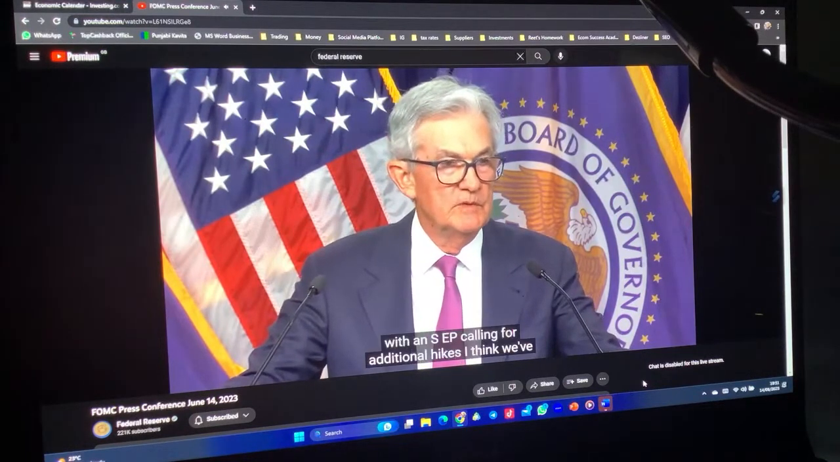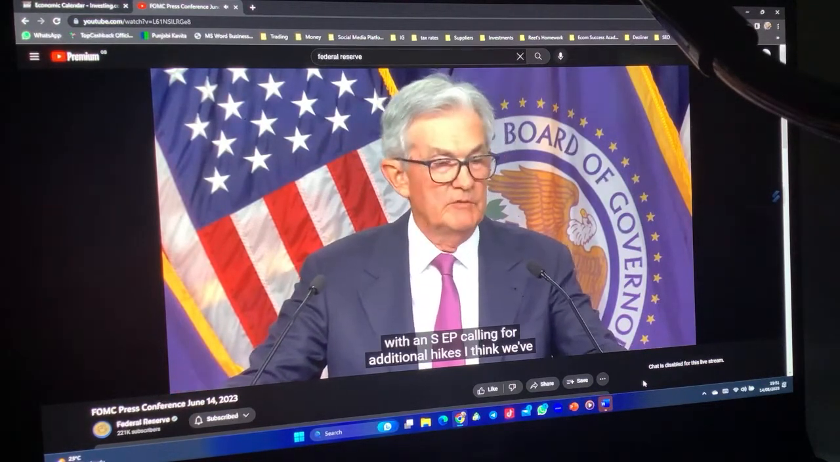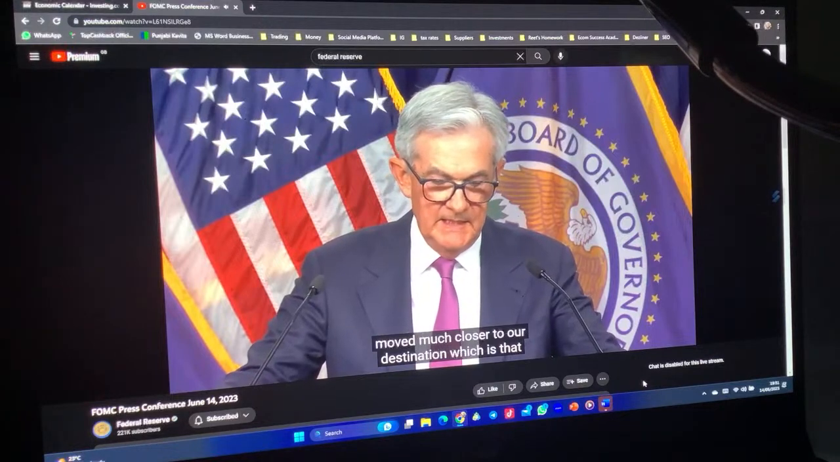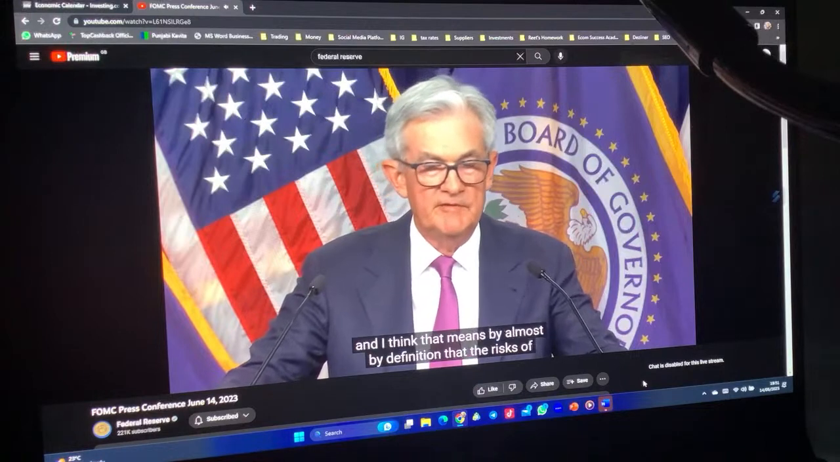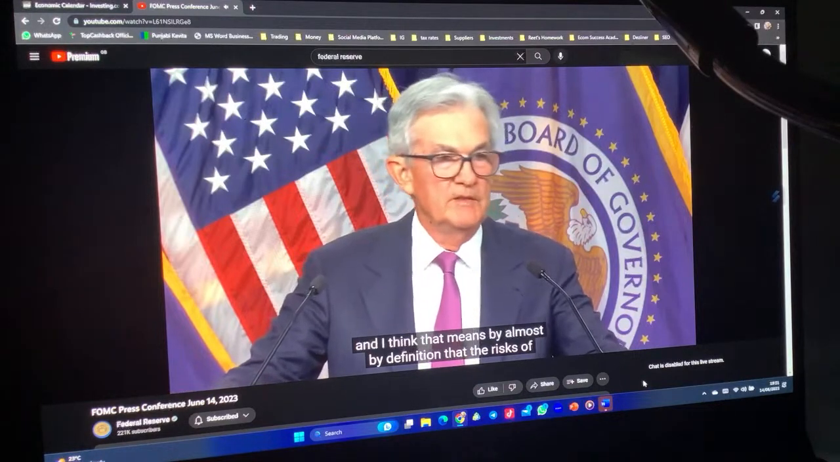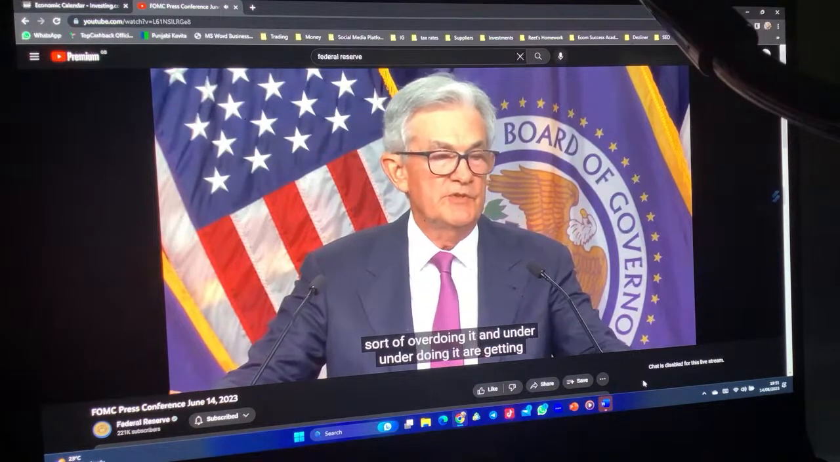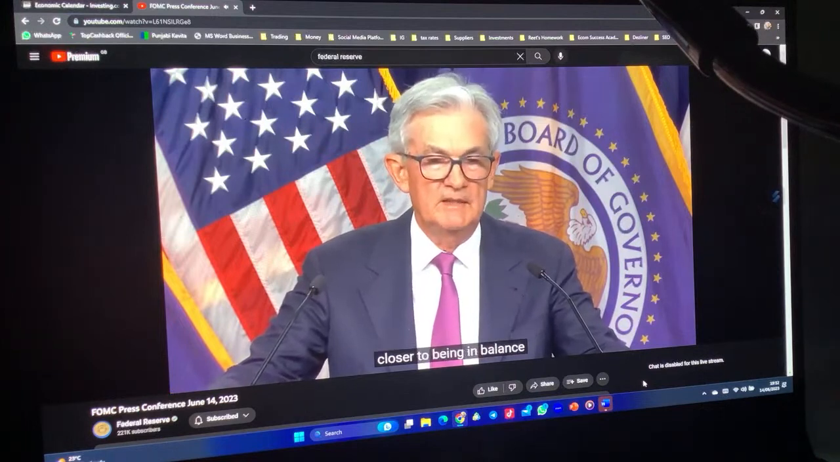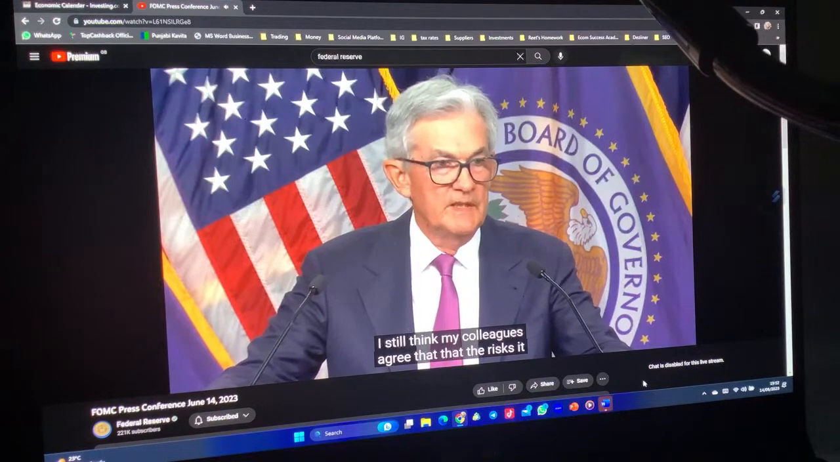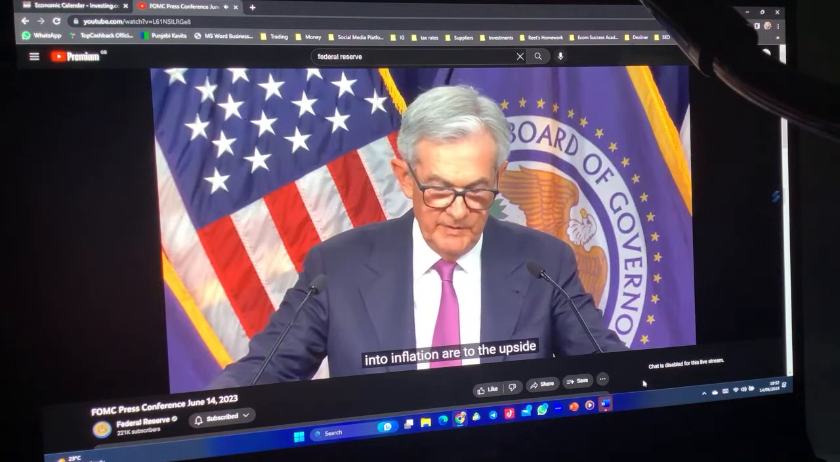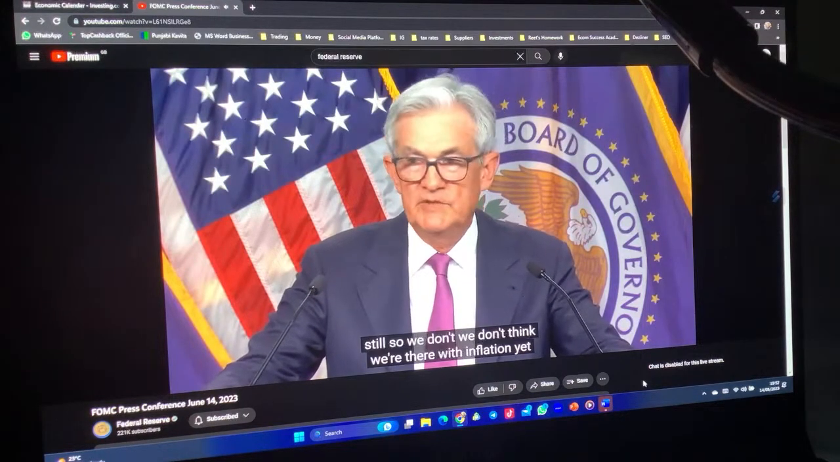I'm expecting gold to touch around this area, 1957, in this slow zone here. Sufficiently restrictive rate, 1950s, I think that means almost by definition that the risks of overdoing it and underdoing it are getting closer to being in balance. I still think my colleagues and I can agree that the risks to inflation are to the upside. So we don't limit sell around this area as well, because we're just looking at the data.